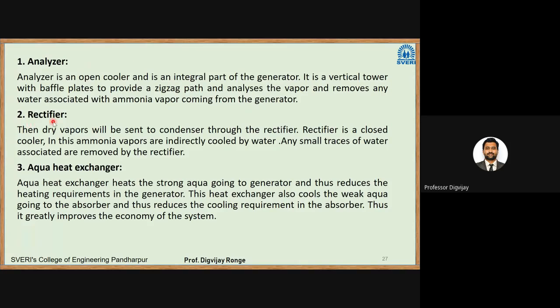Next is the rectifier. Dry vapors, meaning whatever vapors are coming from the analyzer, will be sent to the condenser through the rectifier. The rectifier is a closed cooler. In this, ammonia vapors are indirectly cooled by water. Any small traces of water associated are removed by the rectifier.